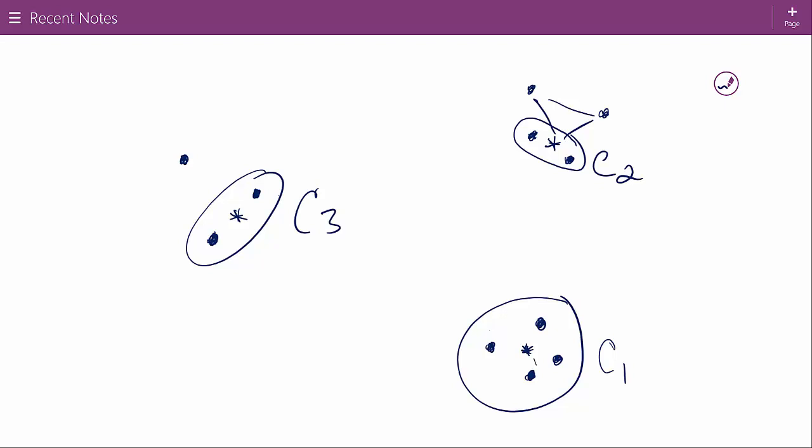All right, next iteration, here is my new distance. And when I measure distances, let's say that this one right here wins. So these points form a cluster. And now I have to recompute the center. The center is going to be somewhere over here.